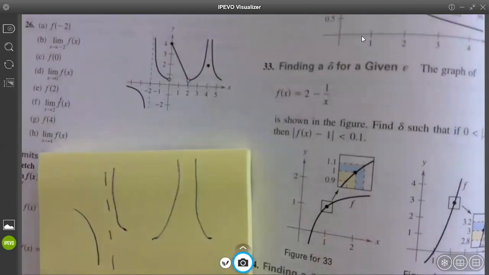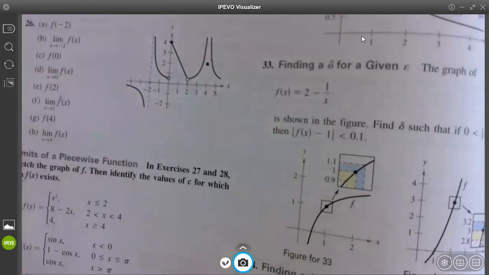Is that a little better? Okay, so anytime it's opposite ways or unbounded, period, up or down, there's no limit. If there's a break, there's no limit. If there's a hole, there is a limit. Okay, maybe that'll help a little bit. All right, so that was 26.